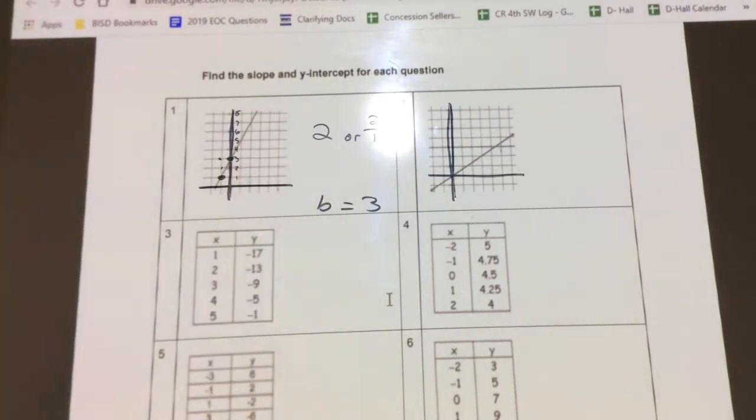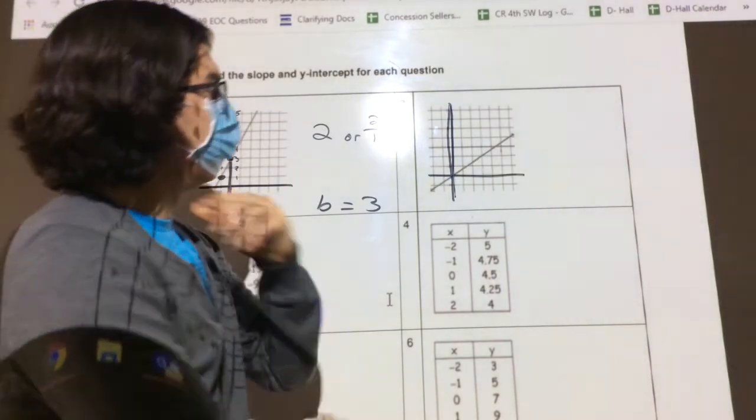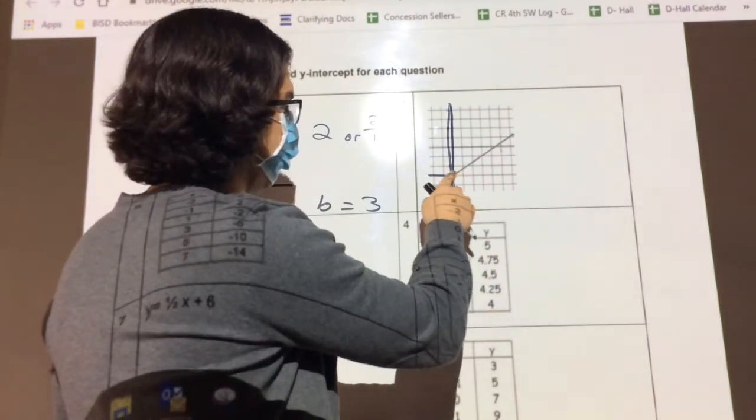All right, so this one's a little bit different. Why is this one different? What makes this one unique to the problem that we just did? Josh? It's below the origin. Yep, you're right. I goofed up real bad on that one.